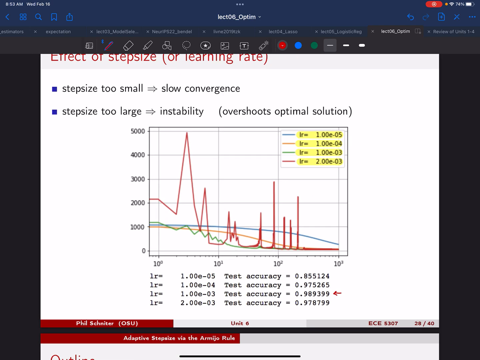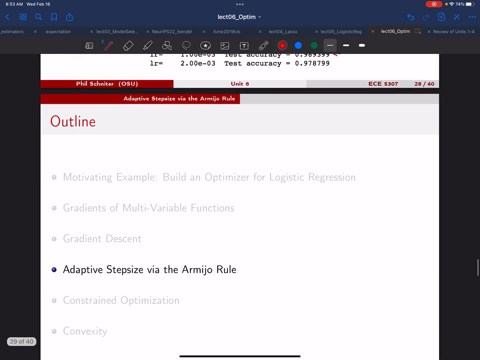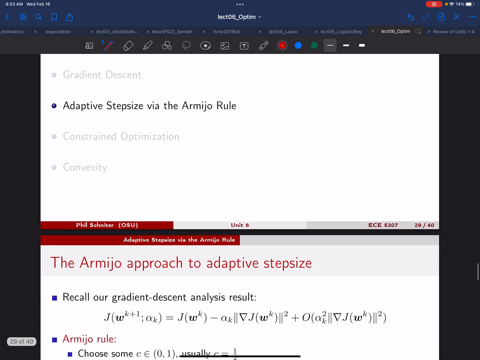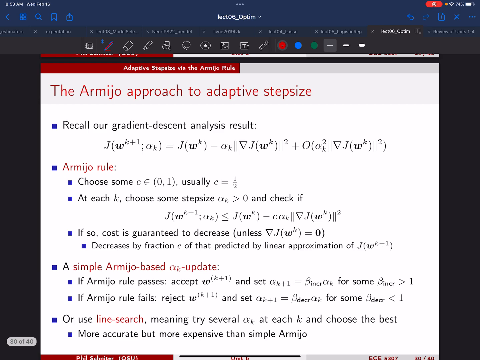Okay, so any questions on this? All right, but maybe we could do better. Maybe there's a way of actually adapting the learning rate as we go.